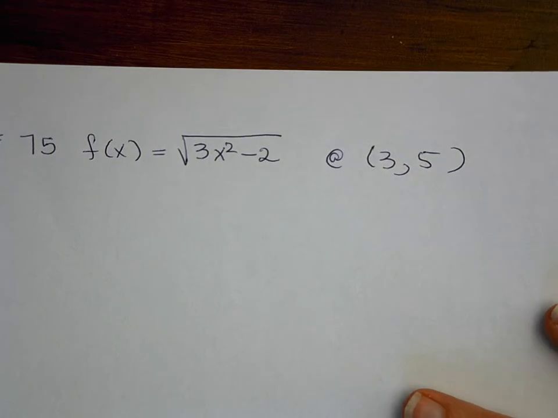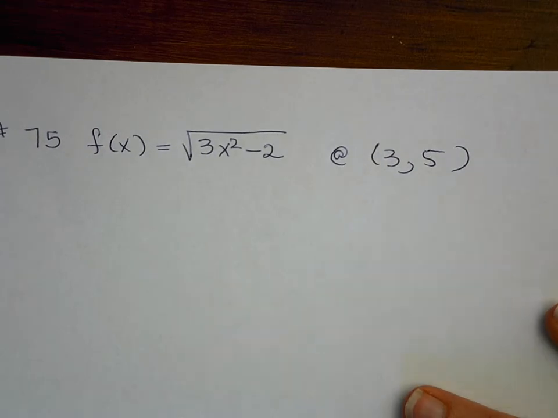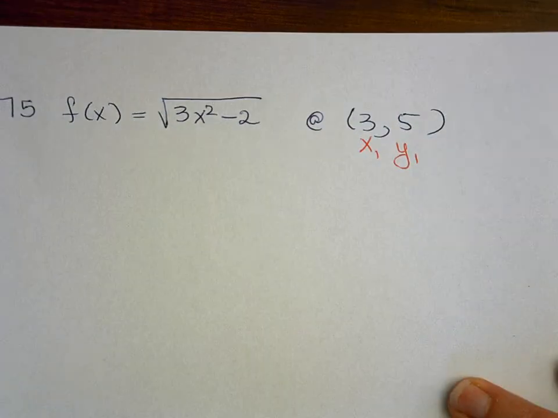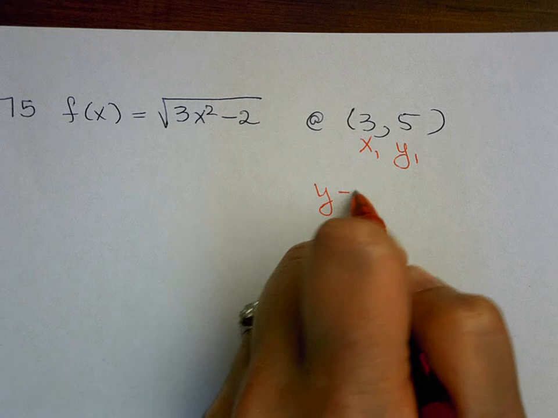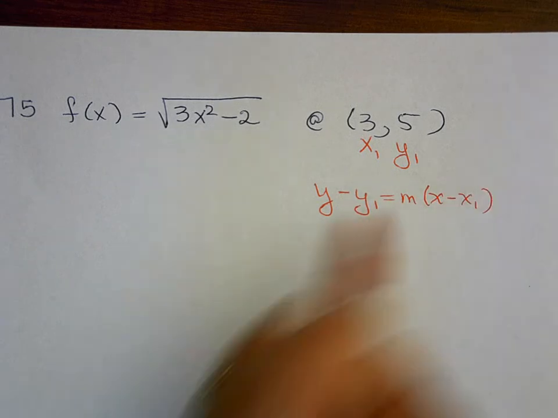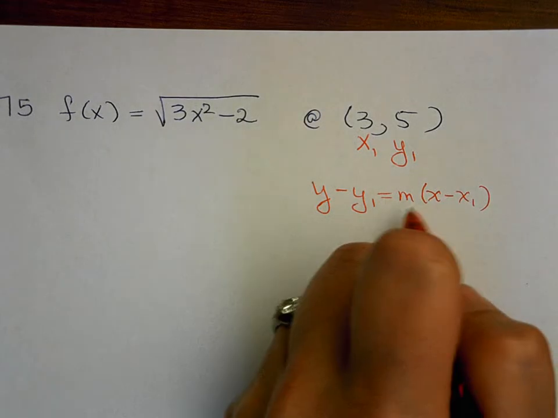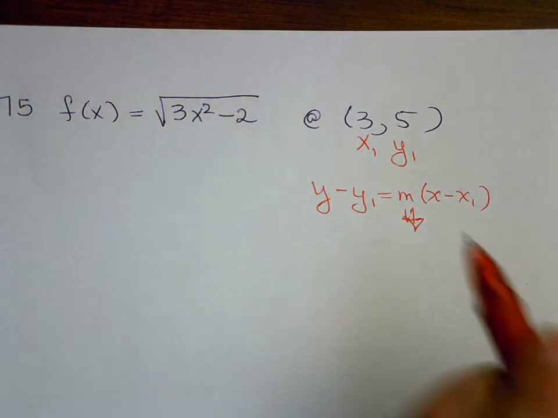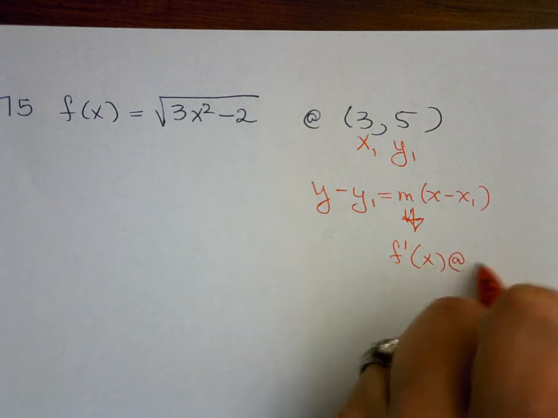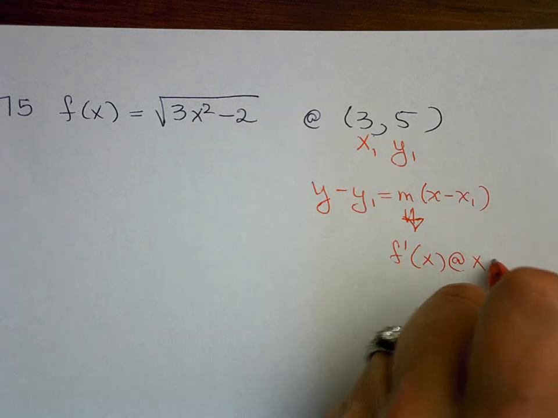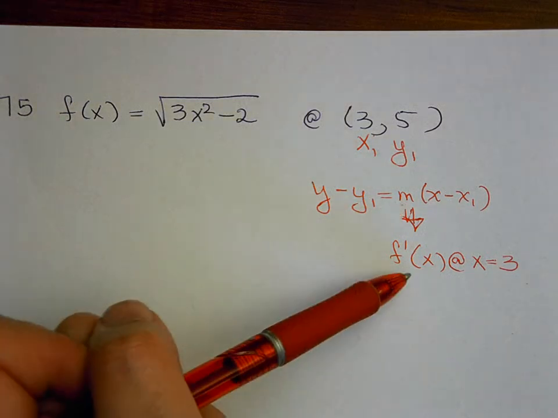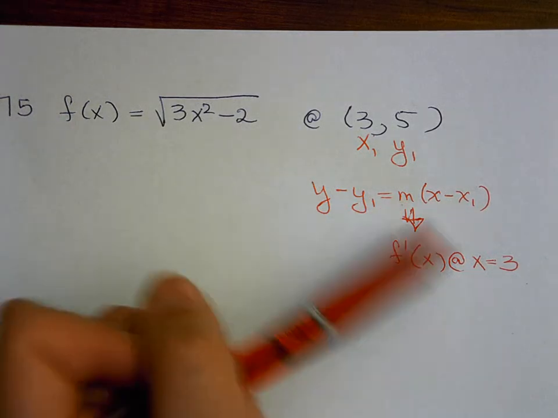So I want to find the equation of the tangent line. Here is my x1, y1, and the equation in point slope form. That's my tangent line equation, and then my slope is just my derivative evaluated, in this case, at x equals 3. So to find my slope, I need to find the derivative and then evaluate it at 3.